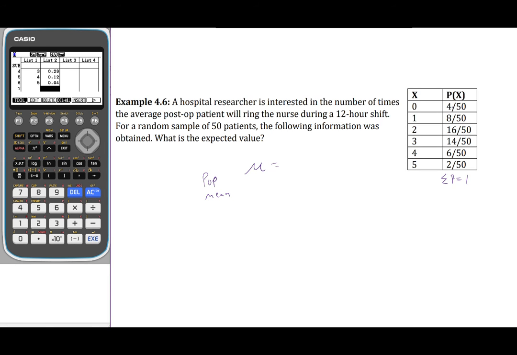So we can just double check that real quick. 4 plus 8 is 12, plus 16 is 28, plus 14 is 42, plus 6 is 48, plus 2 is 50. So 50 over 50, perfect.